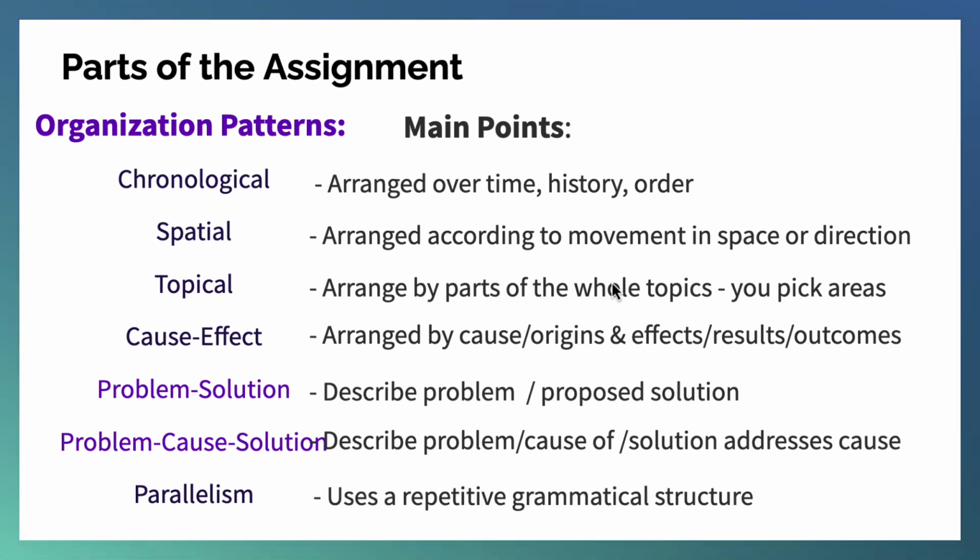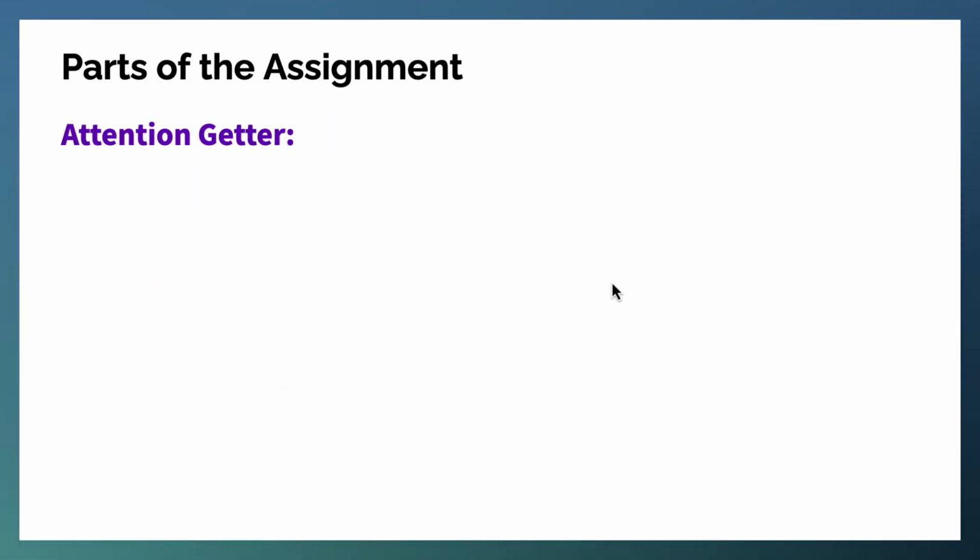And then parallelism uses a repetitive grammatical structure. This is kind of things that repeat, like if you were talking about something and you might say, even little things like first, second, third, or if you were looking at several causes of something, one cause, another cause, a third cause, those kinds of things would be important. And sort of that same type of language lets your audience know where you're at and that you're switching from one topic to the next.